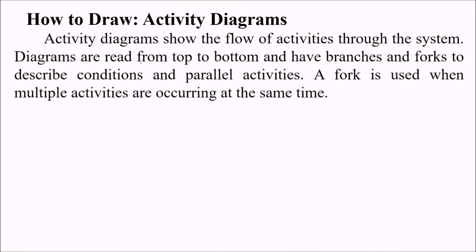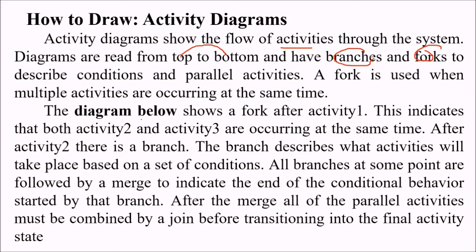How to draw? An activity diagram shows the flow of activities through the system, and diagrams are read from top to bottom, and they have branches and forks to describe the conditional and parallel activities also. So a fork is used when multiple activities are occurring at the same time, and we'll see a diagram just now. It shows a fork after activity 1. So this indicates that both activity 2 and 3 are occurring at the same time.